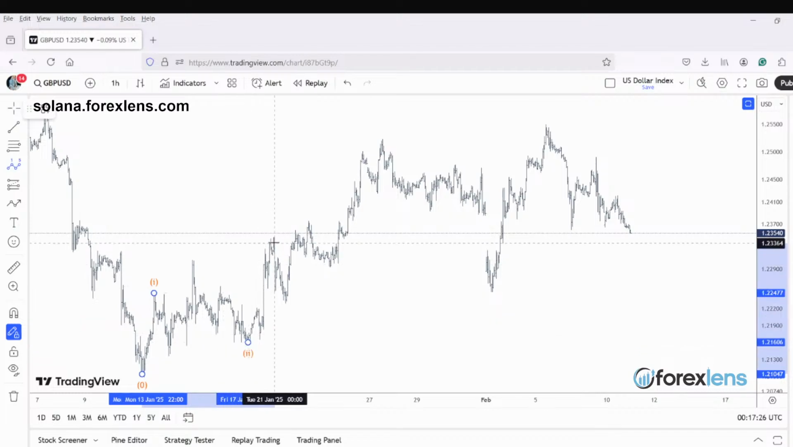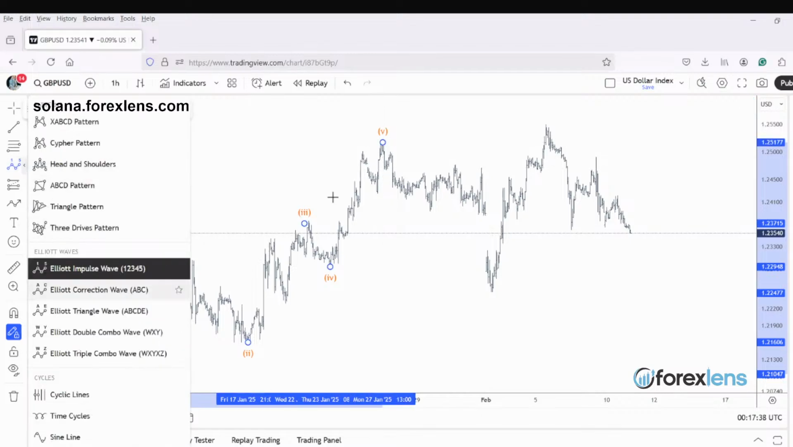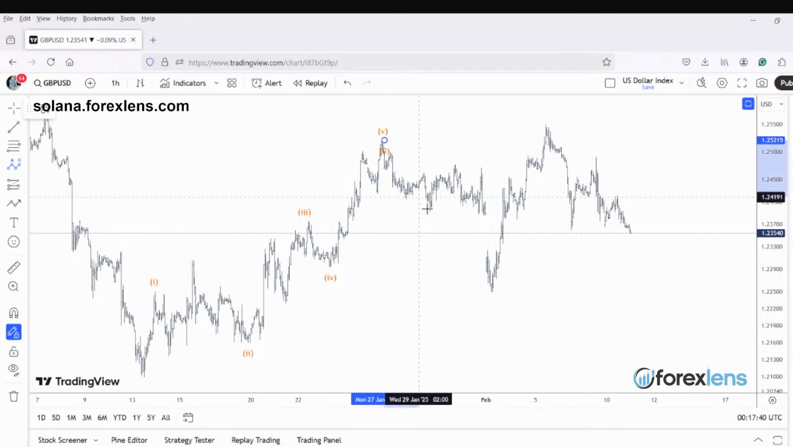It could be the first impulse, followed by a corrective wave A, B, and C. Now that could be a completion of the corrective wave itself, or I mean, I'm going to take an arrow now, and this could be the first wave within the triangle itself.